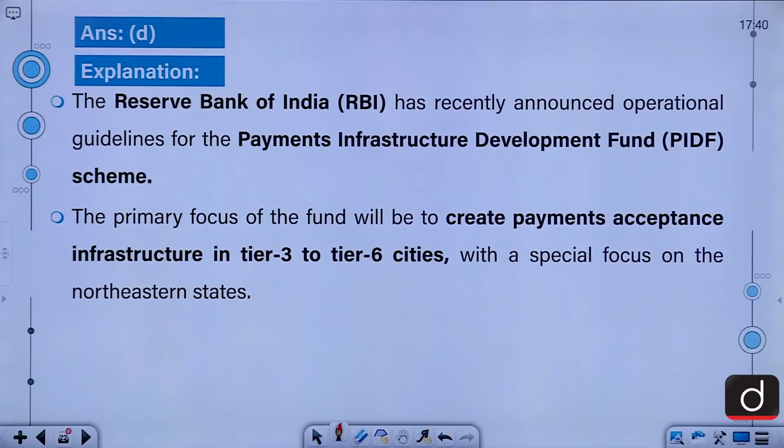Moving on to the explanation. The RBI has recently announced operational guidelines for the Payments Infrastructure Development Fund scheme. The primary focus of the fund will be to create payment acceptance infrastructure in Tier 3 to Tier 6 cities with a special focus on northeastern states.